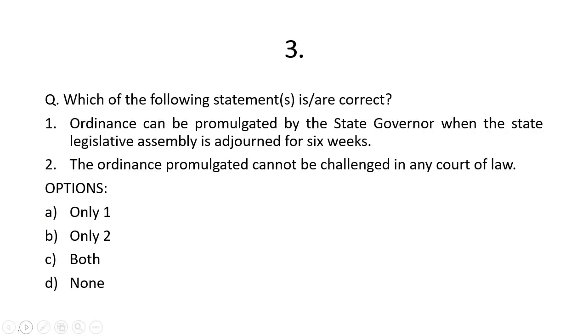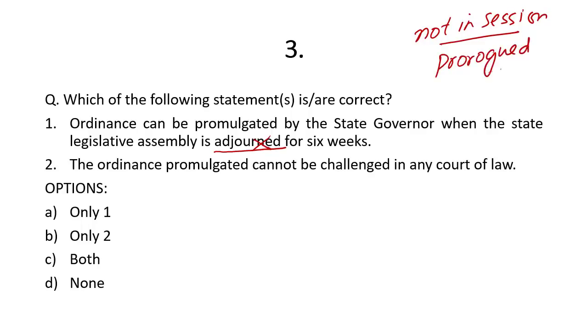Question number 3. An ordinance can be promulgated by the state governor when the state legislative assembly is adjourned for 6 weeks. No. In such a case, an ordinance cannot be promulgated. An ordinance can be promulgated only when the state legislative assembly is not in session, or should we say the state legislative assembly is prorogued. When the assembly is adjourned, an ordinance cannot be promulgated.